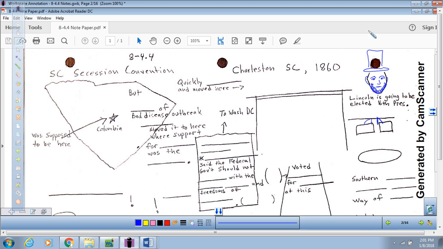Now, Abraham Lincoln was an anti-slavery president. Okay, so, are we done talking? Because some of us better be. Abraham Lincoln was a member of the anti-slavery party. And that anti-slavery party was called what?